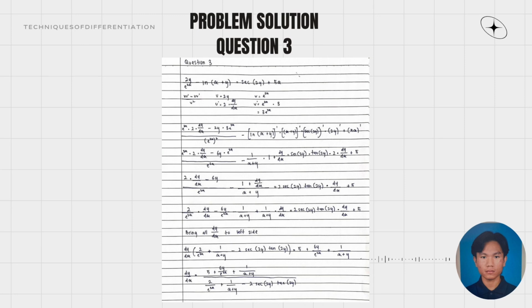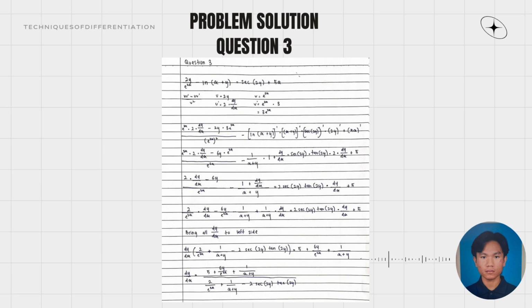Step 2. Differentiate the right-hand side. Now, let's differentiate the right-hand side of the equation. We start with the natural log of x plus y. The derivative of natural log of x plus y is 1 over x plus y times the derivative of x plus y. The derivative of x is 1, and the derivative of y is dy by dx. So the total derivative becomes 1 over x plus y multiplied by 1 plus dy by dx.